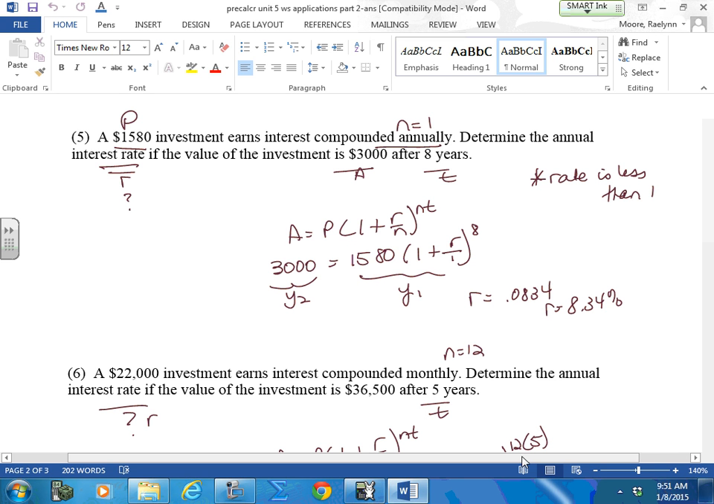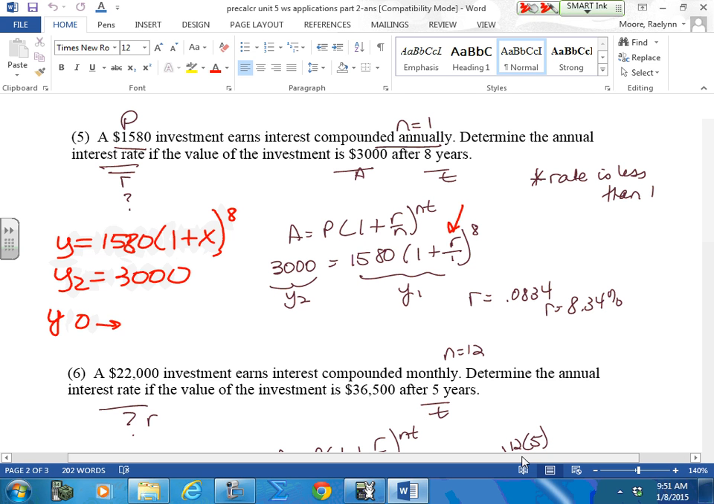I'm looking for this time my rate. That's my variable. So in my y1, I'm putting 1580 times (1 plus my x) to the 8. In my y2, I'm putting 3000. Now think about your window for a second. What's your y go to? 0 to what? How much do I want to make? 3,000 maximum. So make my y go to 3,500. My window is just telling me where I'm going to see this at.